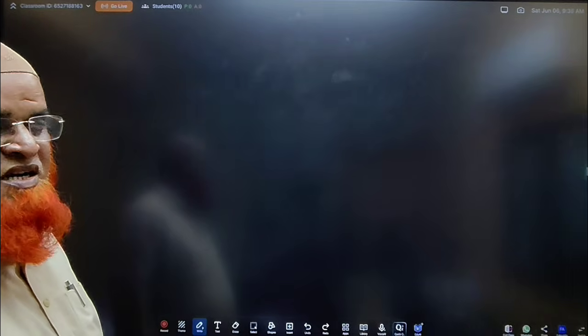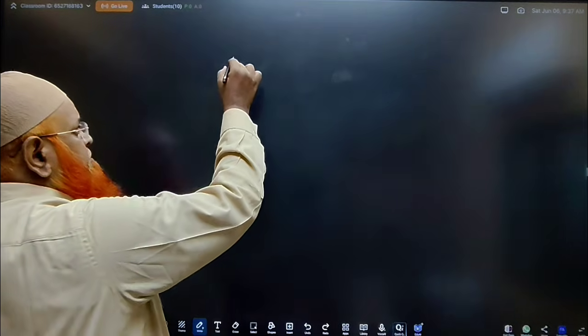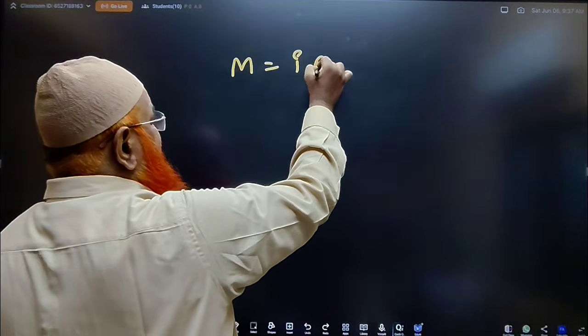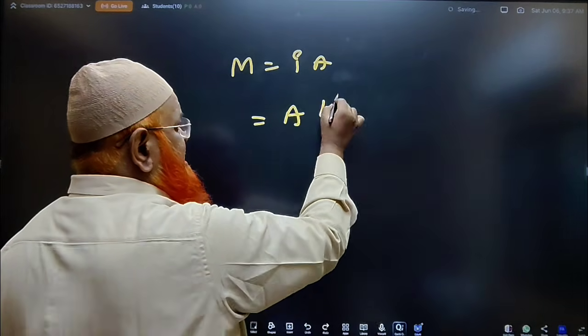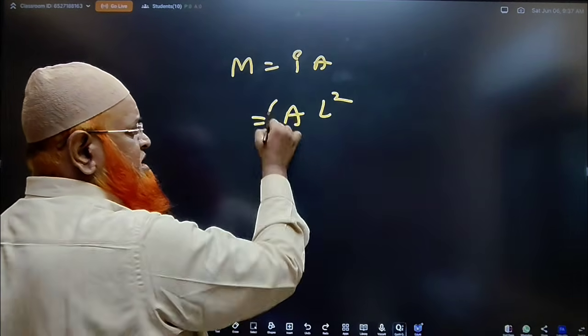Magnetic dipole moment. So magnetic dipole moment M is equal to I into A. I means current, A means area, L². This is the dimensional formula.